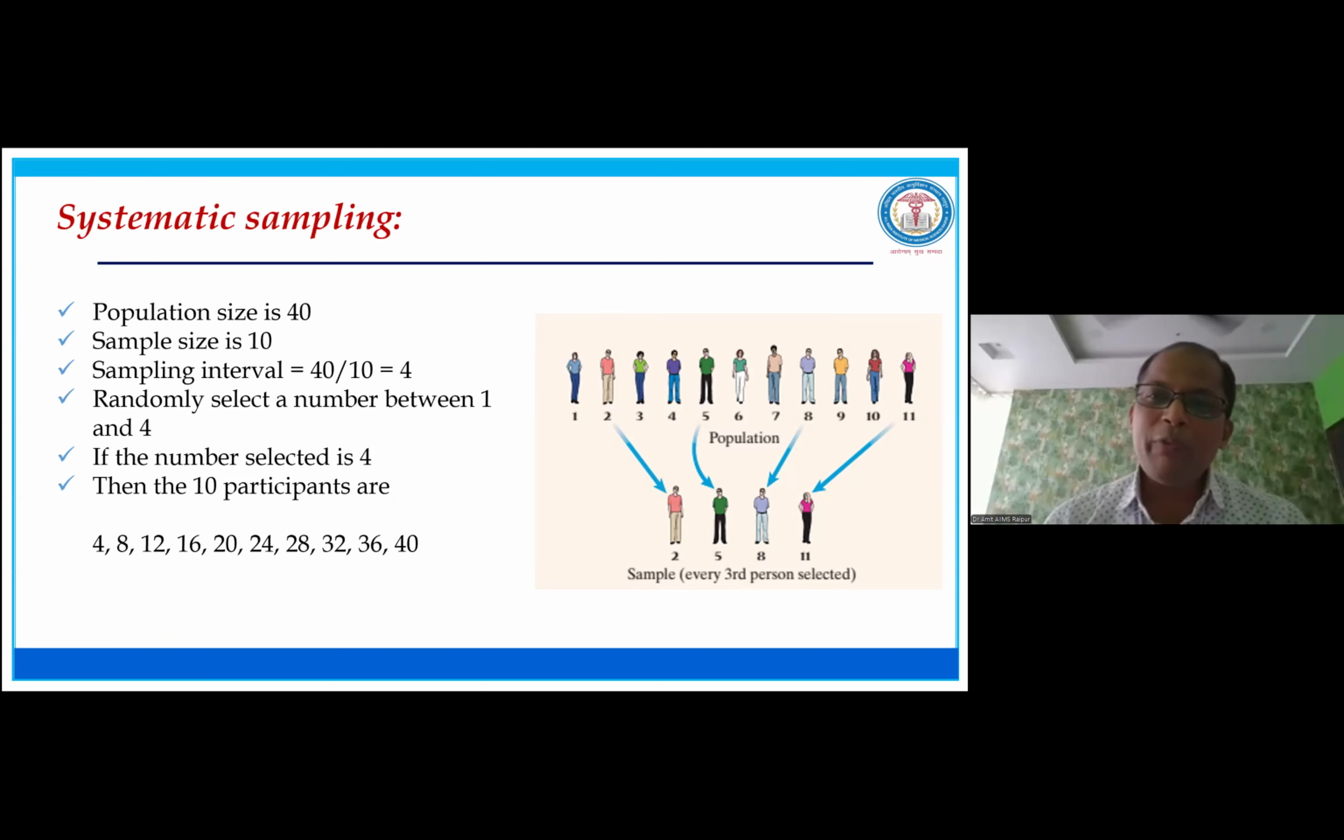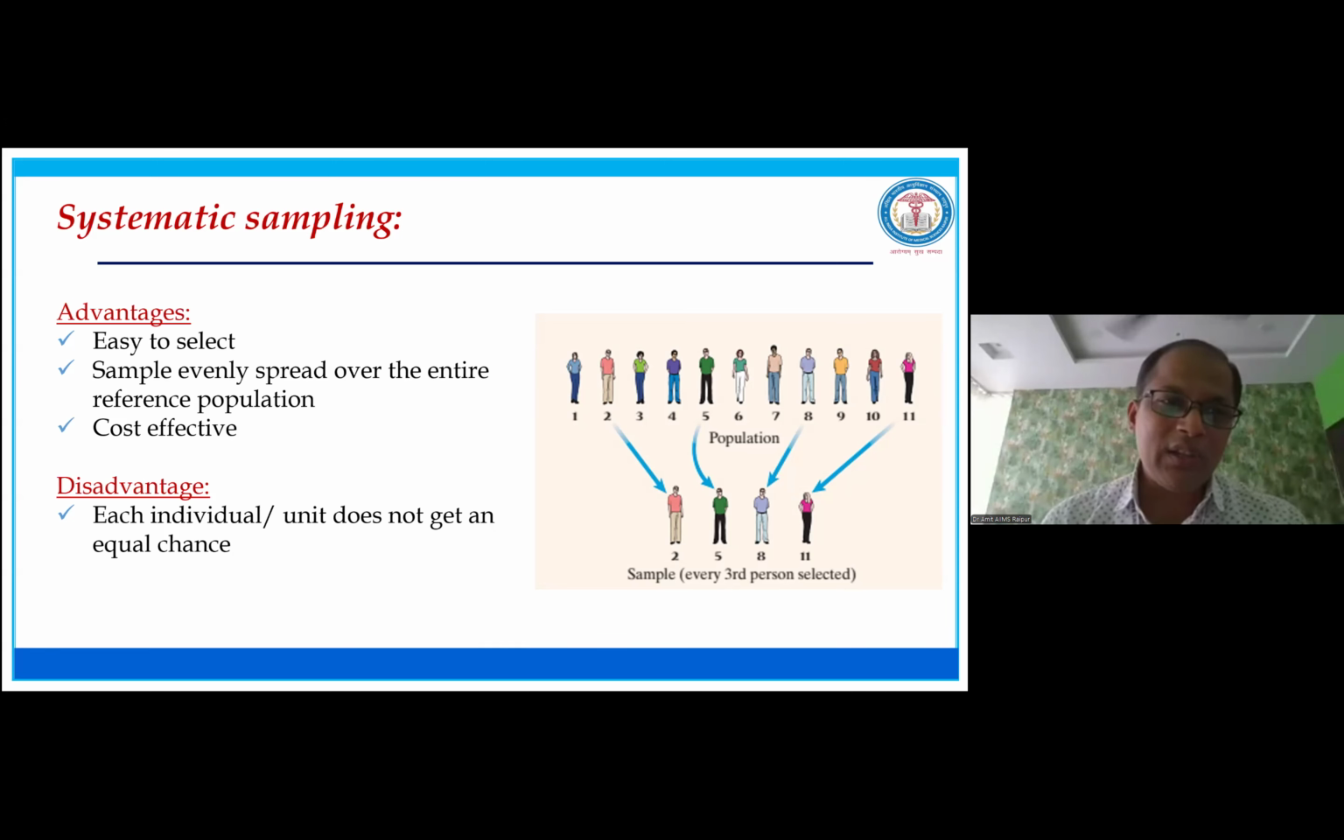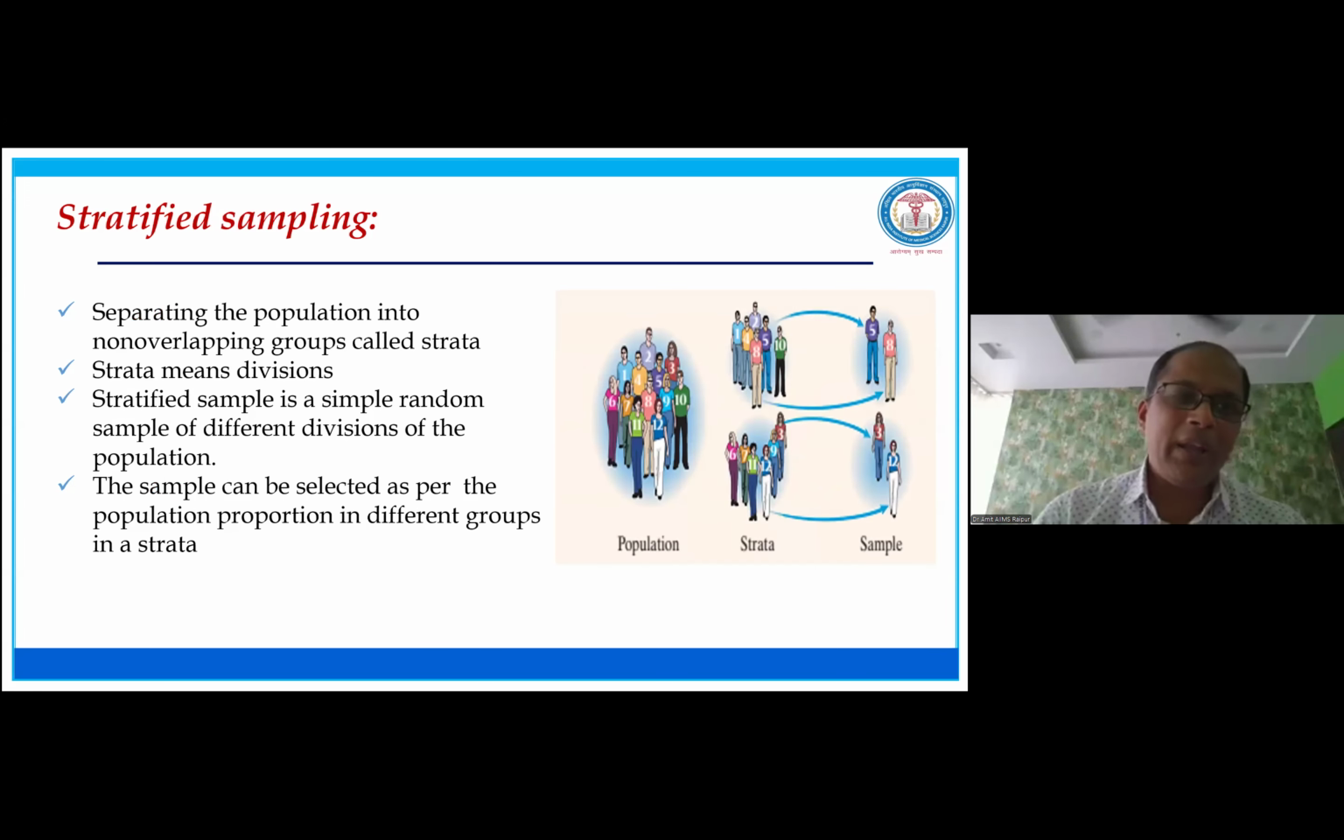That's why a few researchers say it is just a mixed method between probability and non-probability sampling. The advantage is that it is easy to select, the sample is evenly distributed in the entire target or reference population, and it is more cost effective. The disadvantage, as I told, is that all individuals don't have equal chances or probability to get selected in the sample. The next probability sampling is stratified sampling.